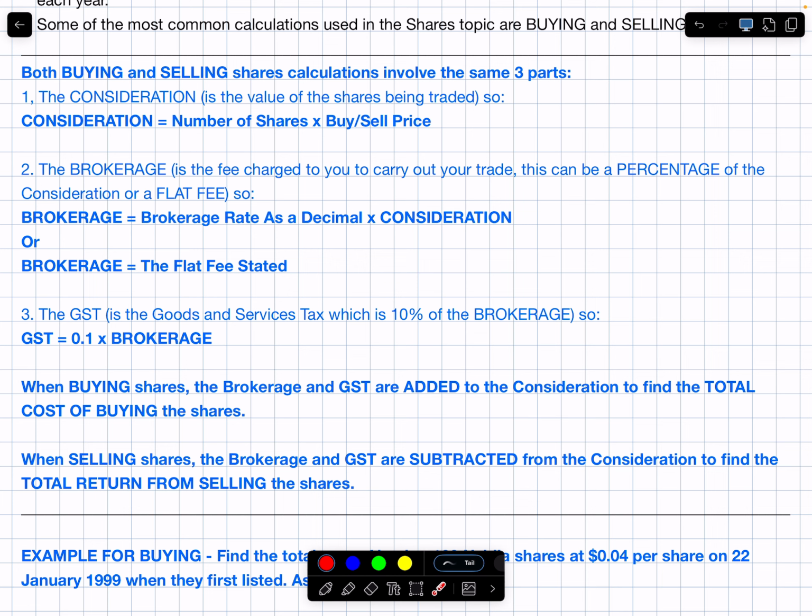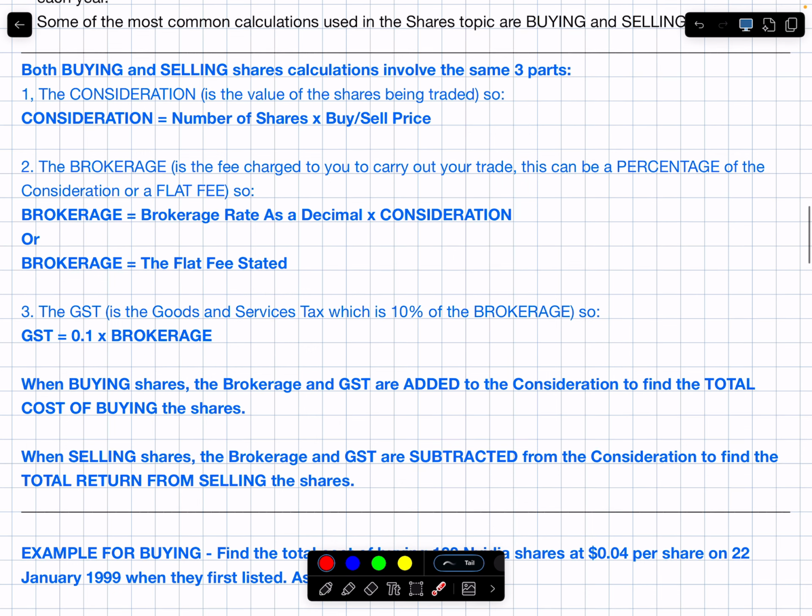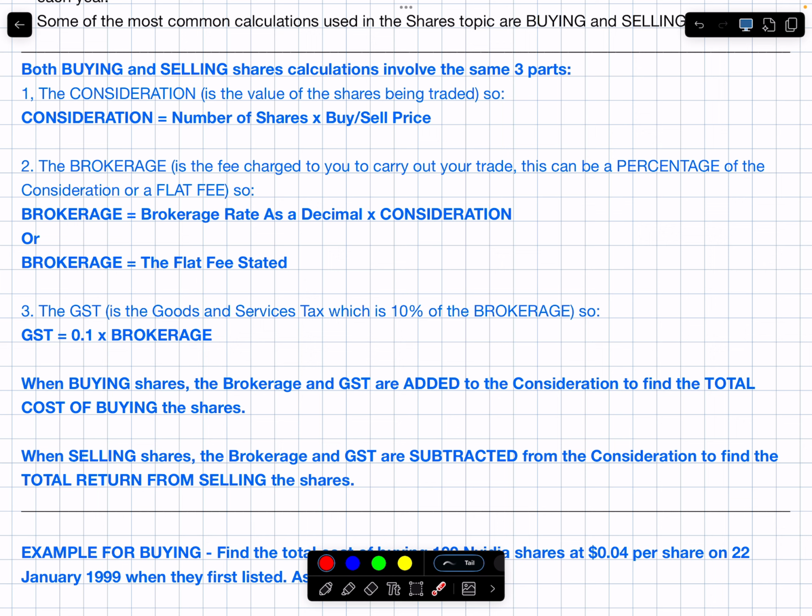It's called brokerage. So brokerage can either be a percentage of the consideration or it can be a flat fee. So there's 2 different possible ways, and we're going to see them both today, that you'll calculate brokerage. Brokerage is either going to be brokerage rate as a decimal times by the consideration, or brokerage is the flat fee that's stated. And lastly, the third part, the GST. In Australia, it's called the Goods and Services Tax.